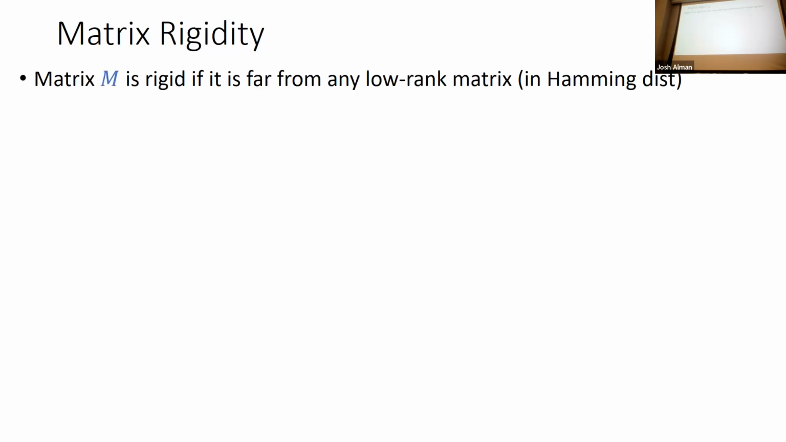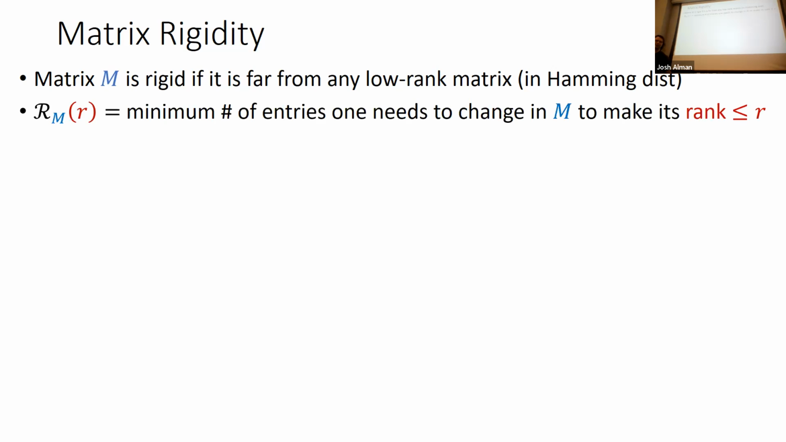So matrix rigidity: we say that a matrix is rigid if it's far away from any low rank matrix in Hamming distance. So not only is it high rank, but it's far from any low rank matrix. More specifically, the rigidity of the matrix M for rank R is the minimum number of entries in the matrix M that you have to change to make its rank be at most R.